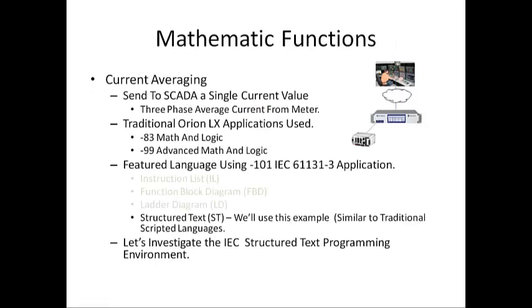From our protection capability, we could read per phase current, but in this application we'll be reading from a measurement device, a Biotronics 70 series meter. This application will take from the meter 3 phases of current, add them together and divide them by 3. In this case, the result can mirror the advanced math and logic application. We'll mirror this application in structured text since it most clearly matches the previous methodologies within the OrionLX.